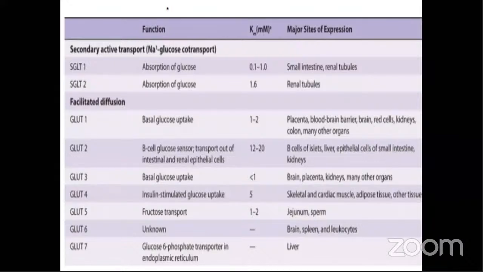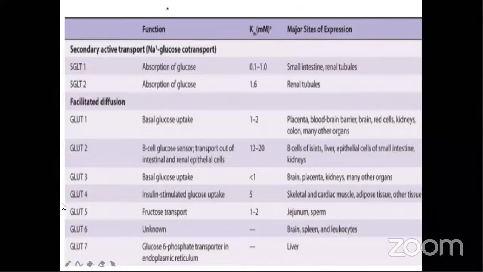Glucose uptake into the islet cell is one of the key factors which regulates insulin release, and that glucose uptake occurs with the help of GLUT2, glucose transporter 2. Understood? And insulin stimulated glucose uptake occurs with the help of GLUT4, glucose transporter 4. And fructose transport occurs with the help of GLUT5.